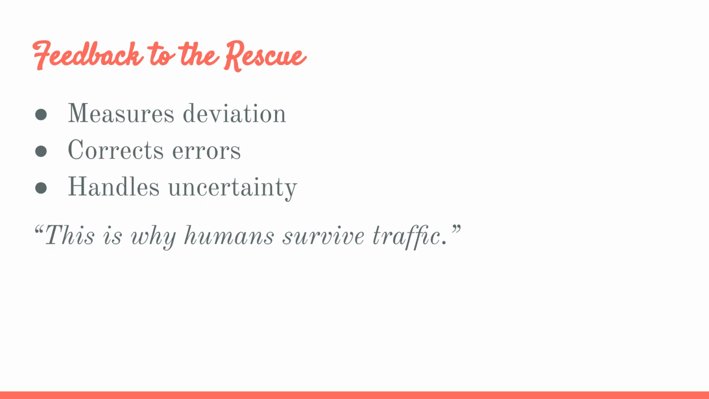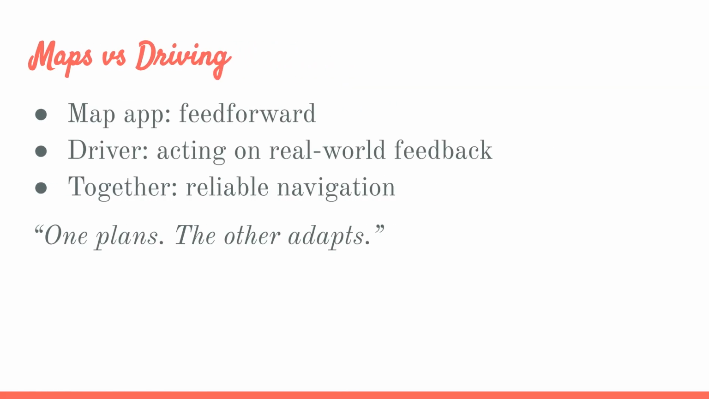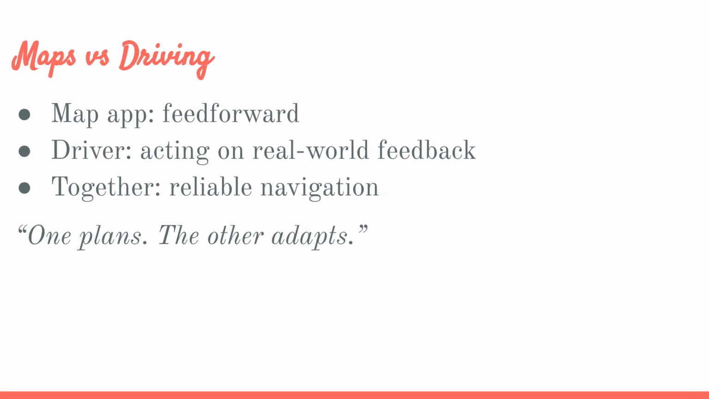This corrective process is essential for navigating real-world situations. Think of the feedback controller as you, the driver, actively trying to push through the traffic and uncertainty, even as the map application on your smartphone, the feedforward controller, tells you how to navigate from source to destination. The map app is feedforward planning, while the driver acts on real-time feedback on the road. Together, they enable reliable navigation. One plans, the other adapts.